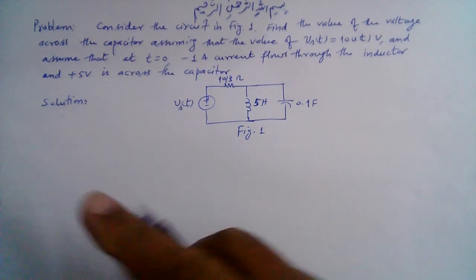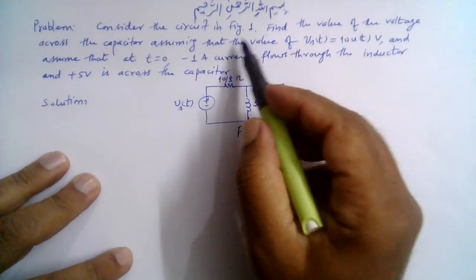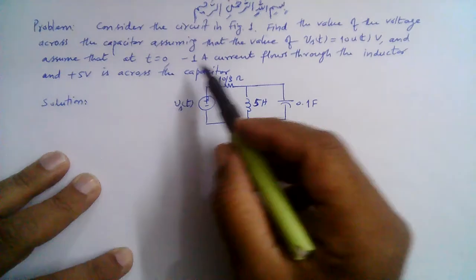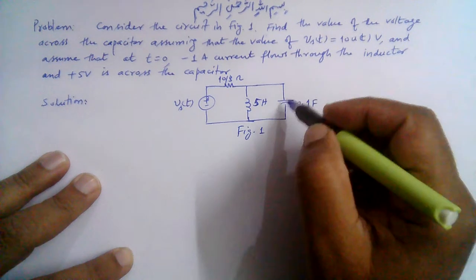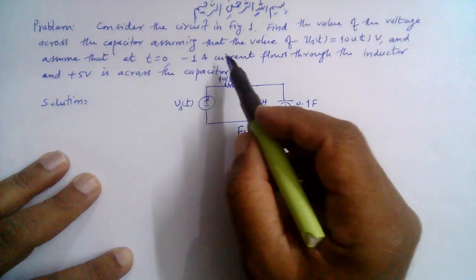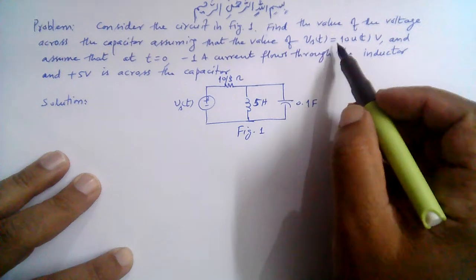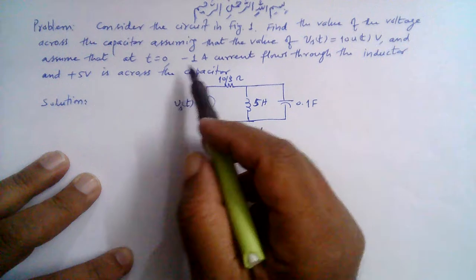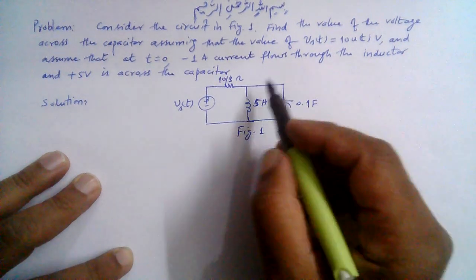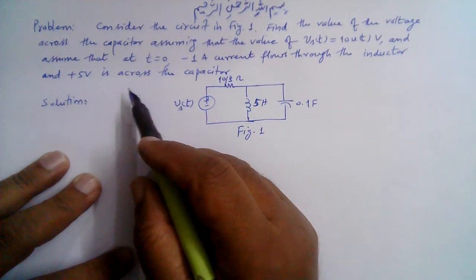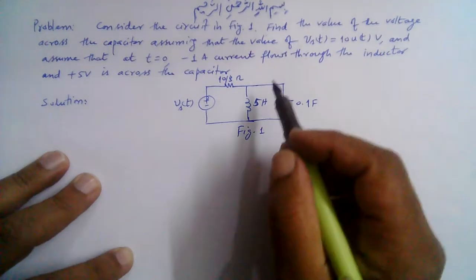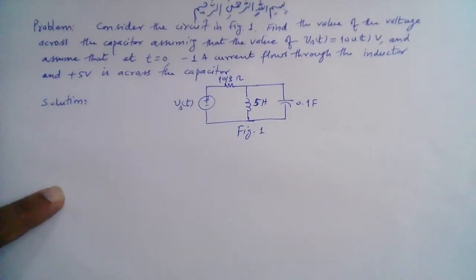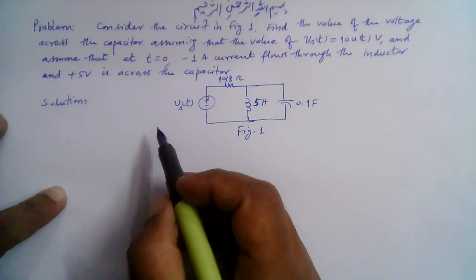So consider the circuit in figure 1 and find the value of the voltage across the capacitor. This is the capacitor. Assuming that the value of Vs of t is equal to 10 u of t volts, and assume that at t is equal to 0 minus, 1 ampere current flows through the inductor and plus 5 volt is across the capacitor. So the initial conditions are also present, and let's solve the circuit using the Laplace transform.